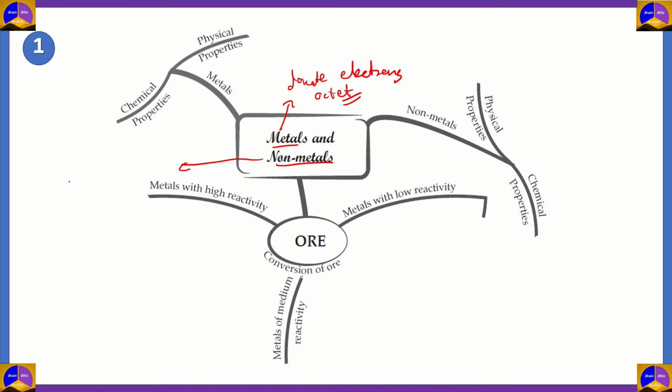In the case of nonmetals, they accept electrons to form an octet. So that means they have a scarcity of electrons which they want to fill up with other electrons. And in the case of metals, metals have an excess of electrons in their outer shell, so they want to remove some of them in order to be stable.